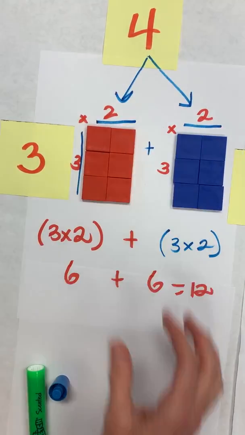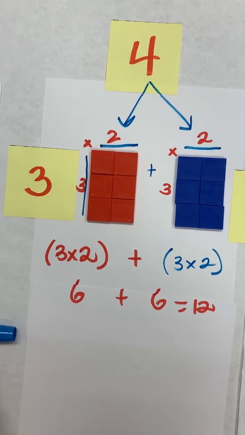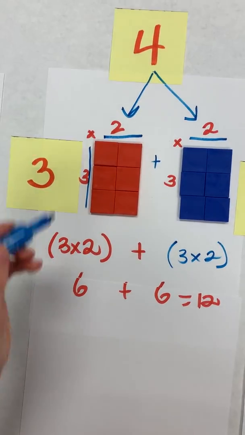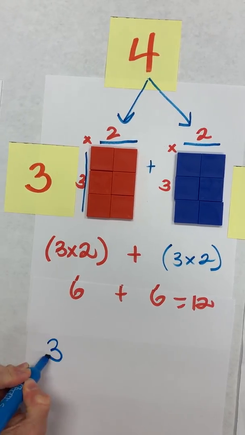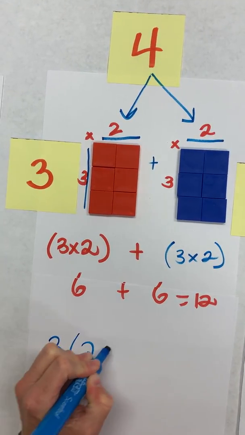I want to show that piece because this actually connects to the beginning of the distributive property. Oftentimes we see the beginning of the distributive property to look something like this.